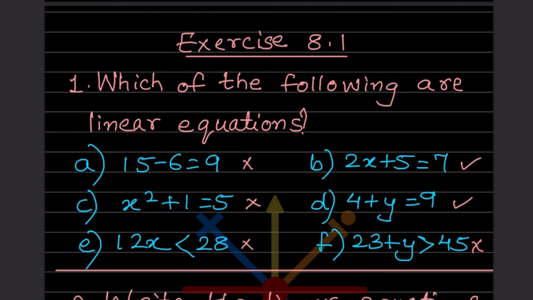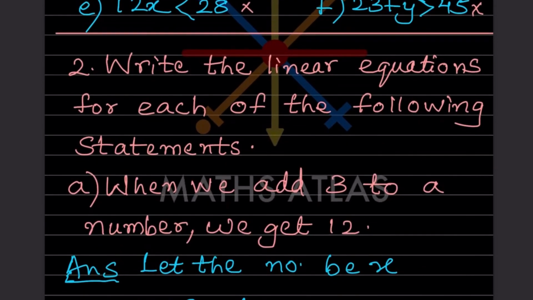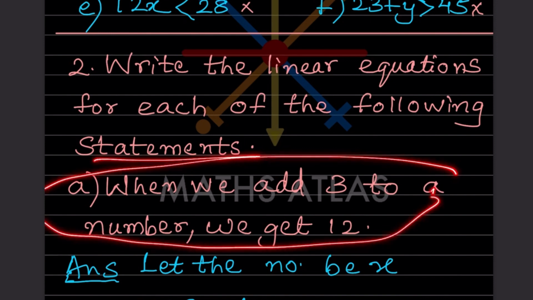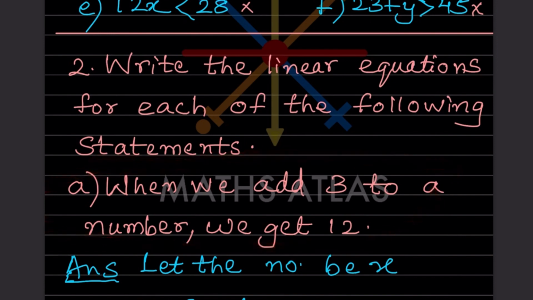This is not a linear equation. Hope you got it. So now let us go for the next one. They said to write a linear equation for each of the following statements. This statement is given over here and you have to write the linear equation for that one. So now what did this say?